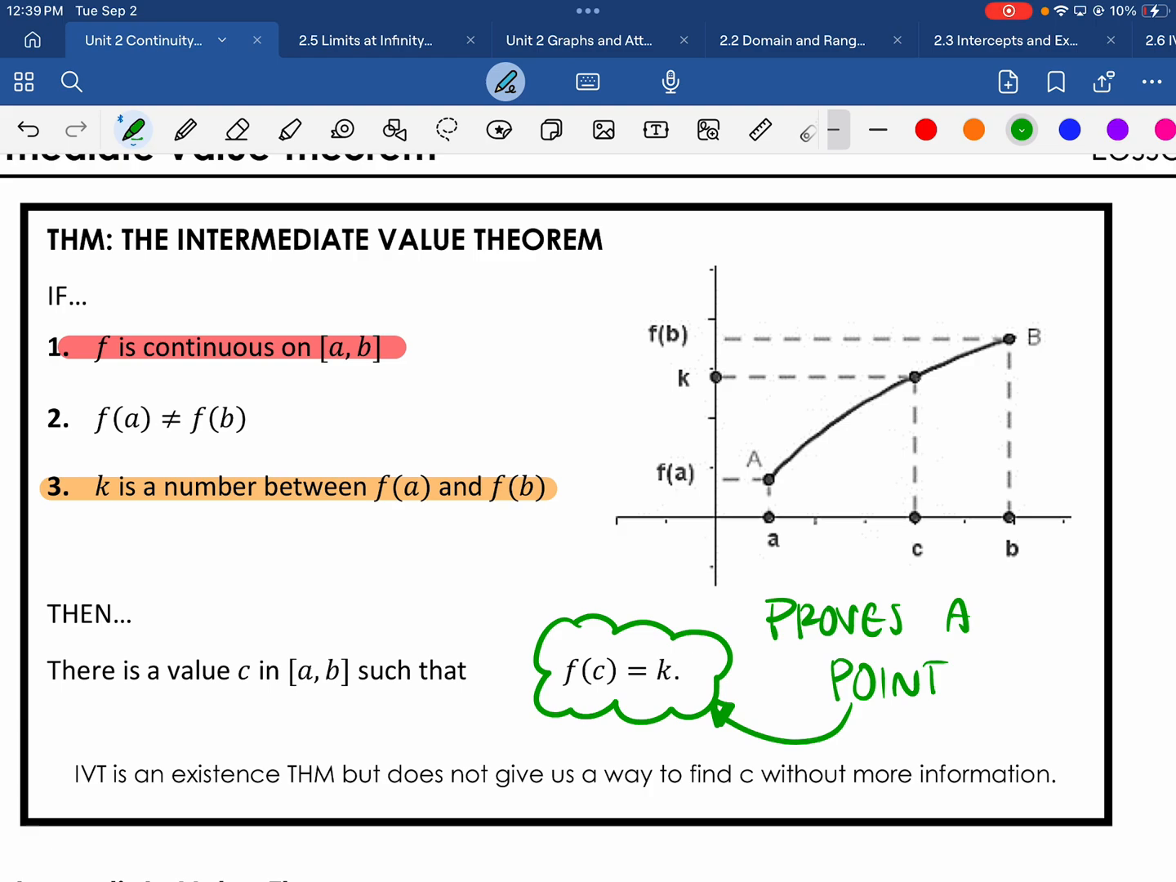And to prove that this point exists, once again, you have to show that you're continuous and that the point you're trying to prove is in between your two y values, which graphically makes sense because if one of my y values is down here and one of my y values is up here and I have a continuous line, then somewhere you will have a point in between all of those y values. Has to be.